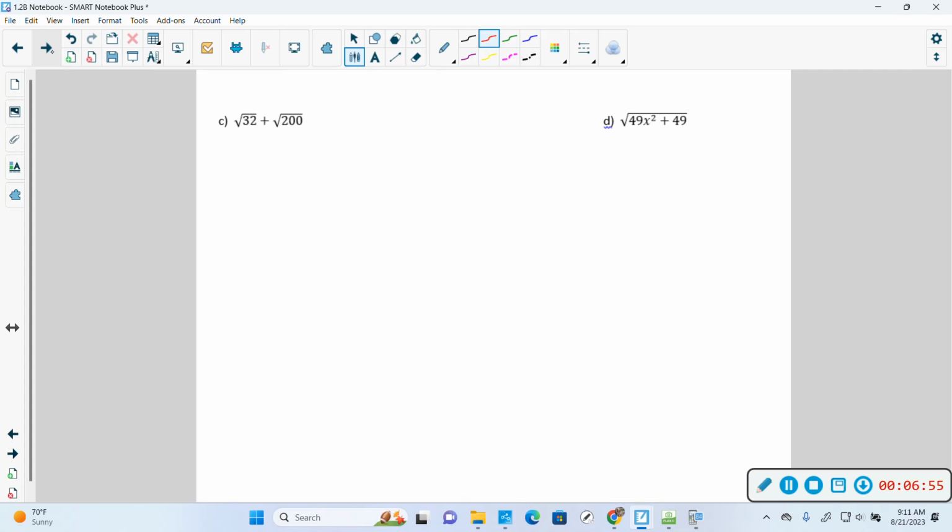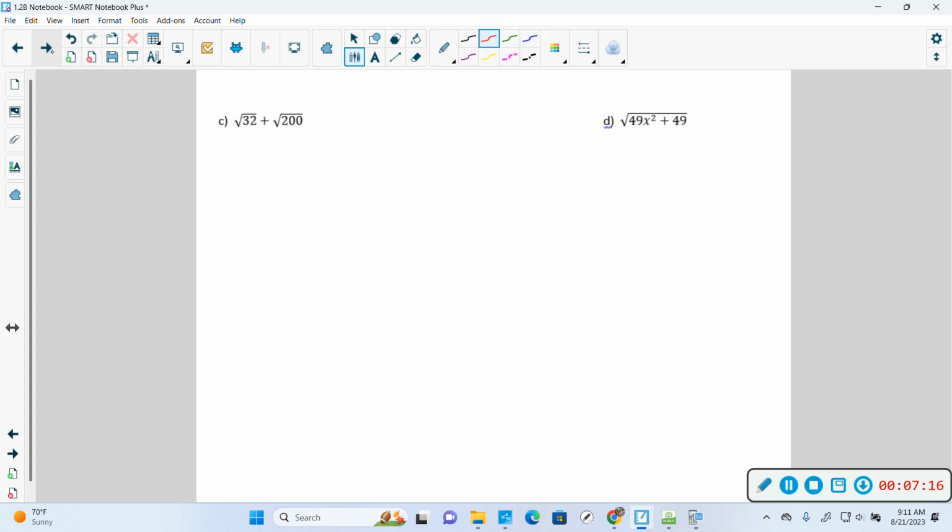Okay, we're going to add some roots. So in order to add radicals, you do this back in Algebra 1, but it's been a while. They have to be what we call like radicals, meaning you cannot add the square root of 32 and 200. I need the same value underneath the radical, like a square root of 5. So we're going to simplify these.